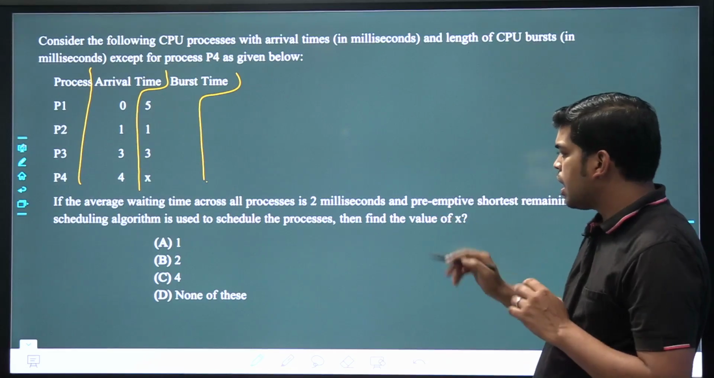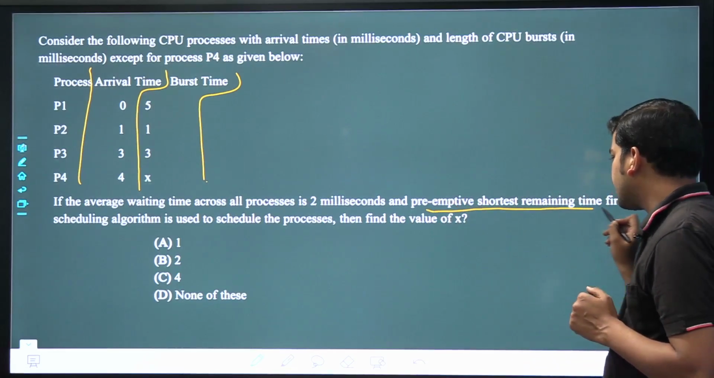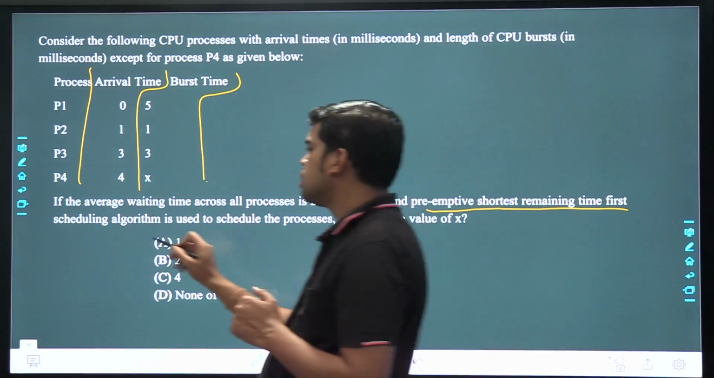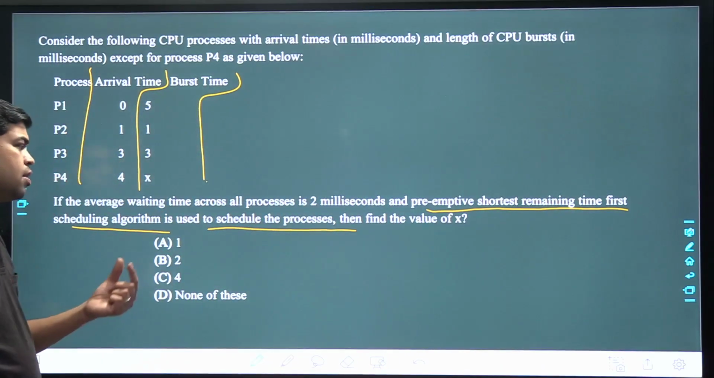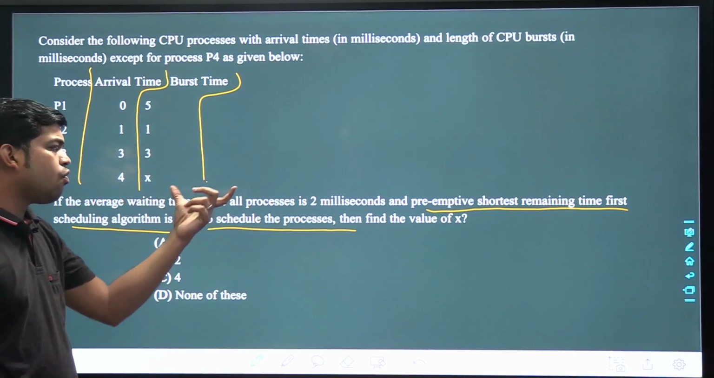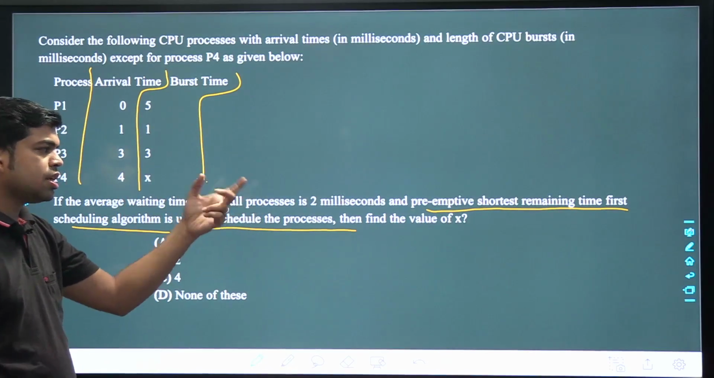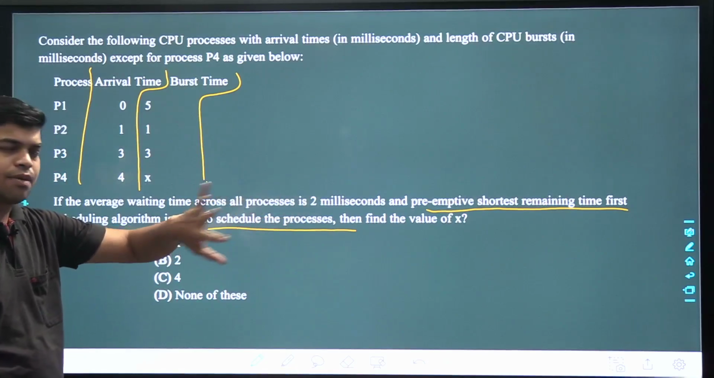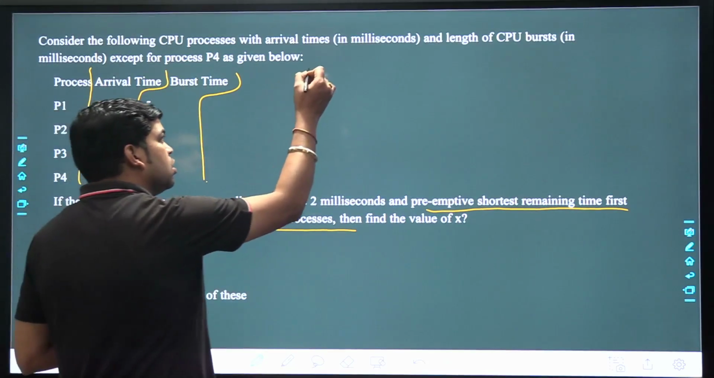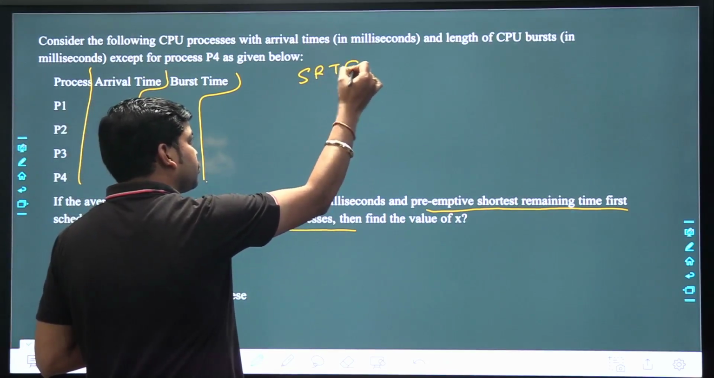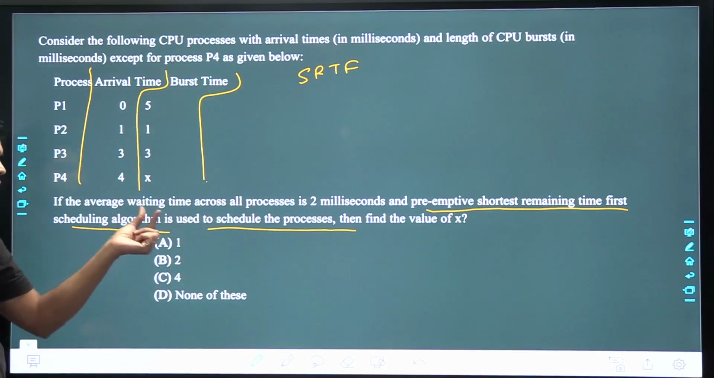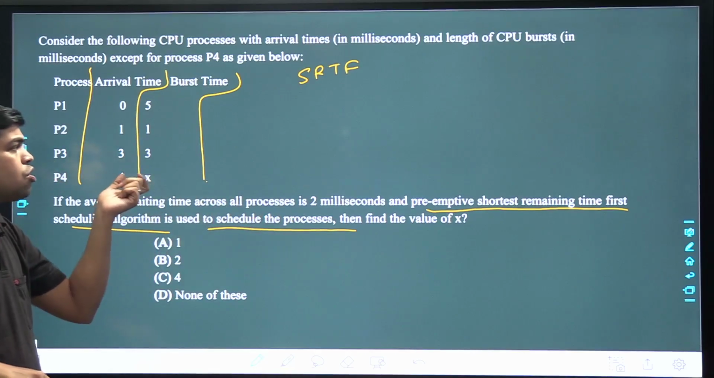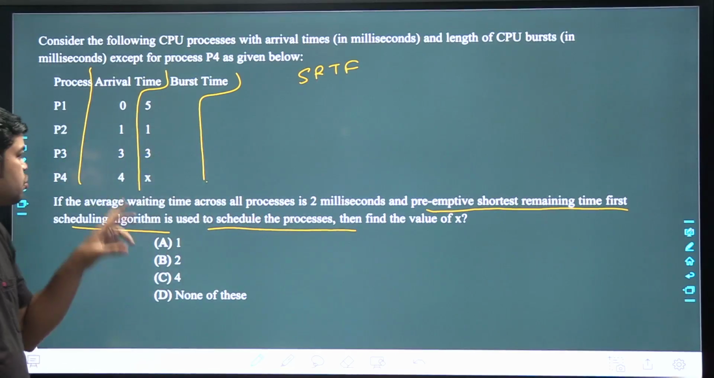According to that, the average waiting time across all processes is 2 milliseconds, and the preemptive shortest remaining time first scheduling algorithm is used to schedule the processes. Then find the value of X. So SRTF is used, the average waiting time is given, but the burst time is not given. We need to calculate the burst time of process P4.